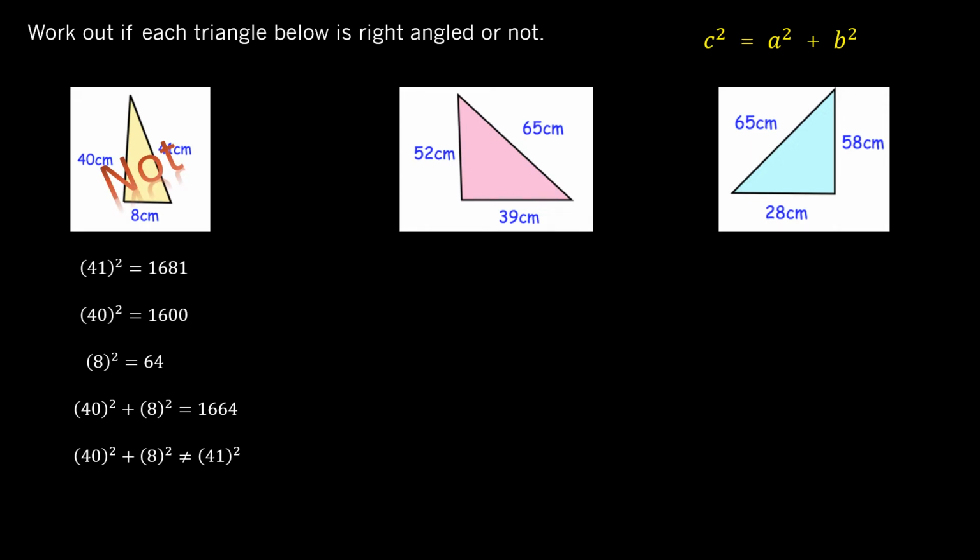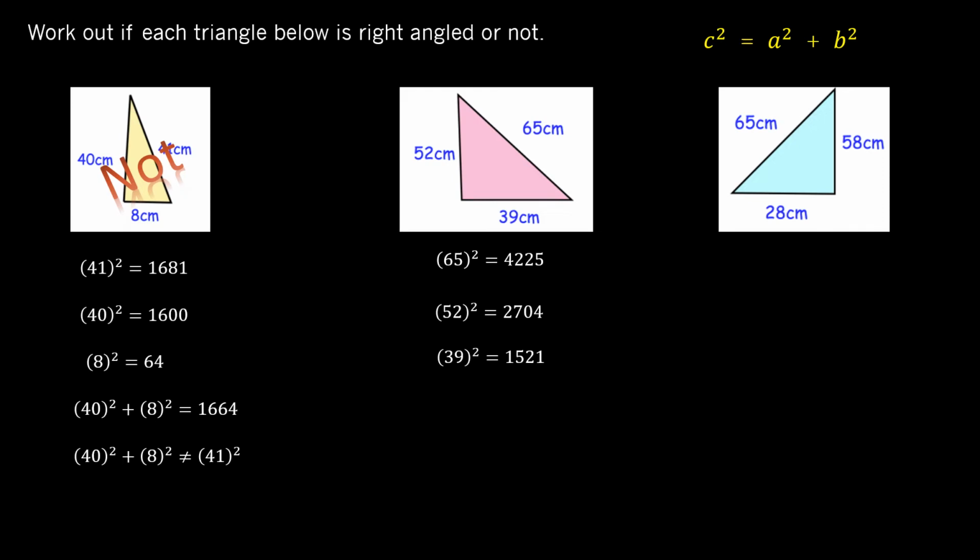Now for the second one, the pink one. The altitude side is 52, the base side is 39, and the hypotenuse side is 65 centimeters. Using the Pythagoras theorem, we start from the hypotenuse: 65 power 2 is 4,225. For the altitude, 52 power 2 is 2,704. And for the base side, 39 power 2 is 1,521.